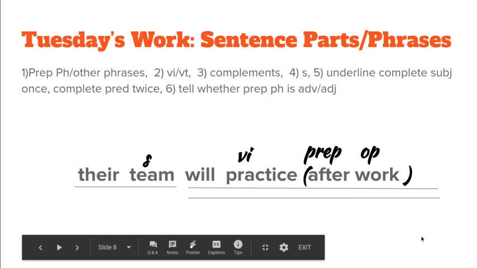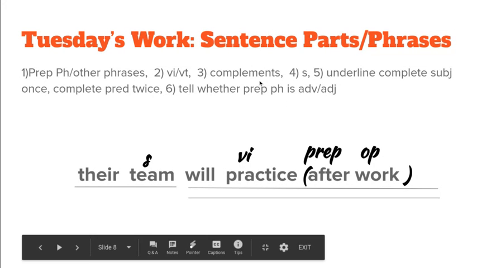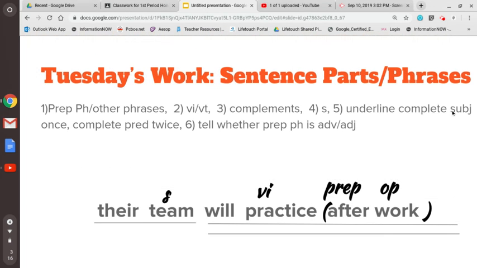So if you had any other phrases, those would get marked out again at the beginning with the prep phrase. If you had any complements, then those would come third after you've labeled your verb. And pretty much that is Tuesday's work in a nutshell.